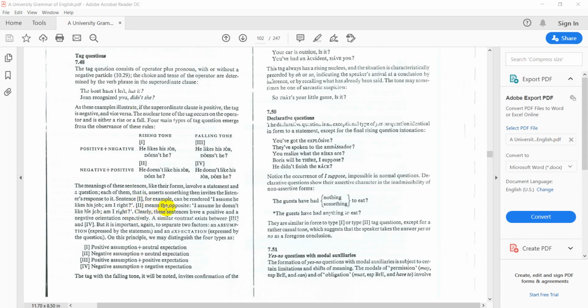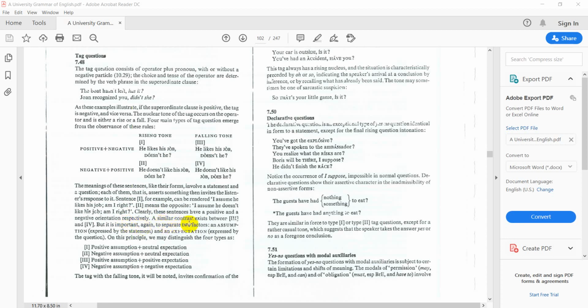Sentence 1, for example, can be rendered as, I assume he likes his job, because it is positive. So he likes his job. I assume that he likes his job. Am I right? 2 means the opposite. I assume he doesn't like his job. Am I right? Clearly, these sentences have a positive and a negative orientation, respectively.